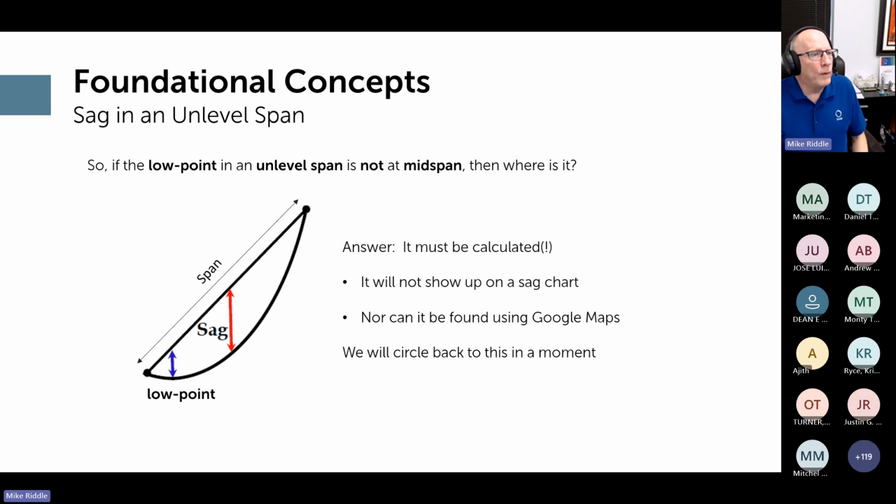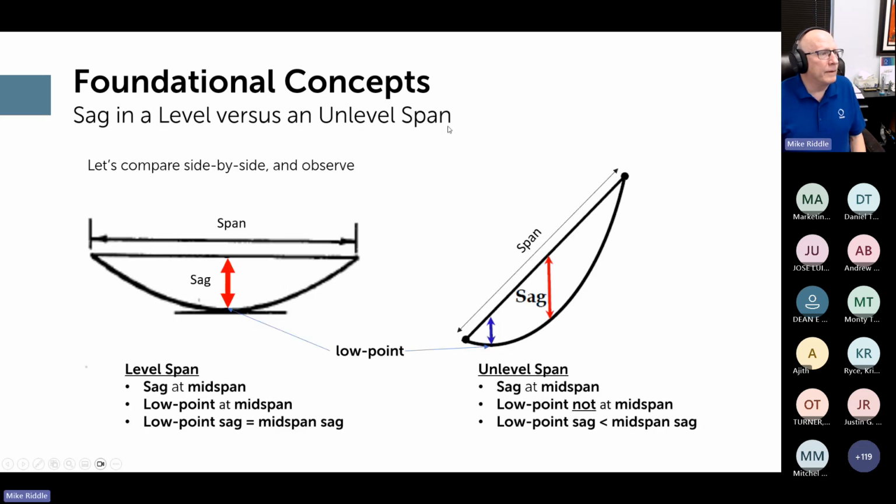So if the low point is not at mid-span, where is it? And the answer is that you have to calculate it. On standard sag charts, which we will look at much later, I'll explain later, it won't be there. You'll have to find it. We'll come back to that in a moment.